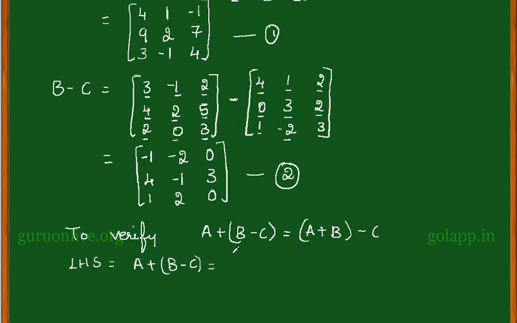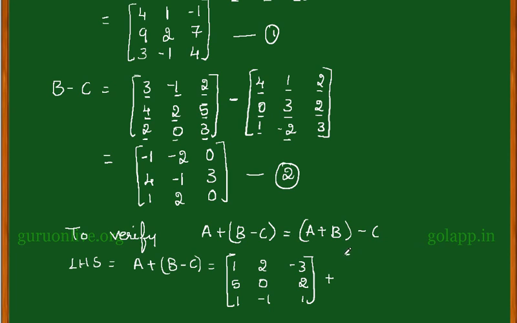So the matrix A is [1, 2, -3; 5, 0, 2; 1, -1, 1]. Plus, we have B minus C. We already found B minus C, which is equation 2.